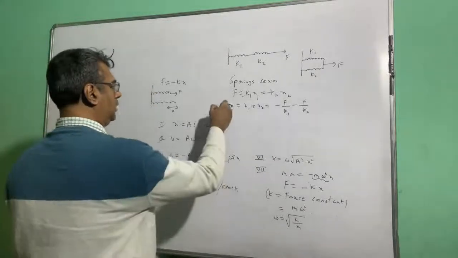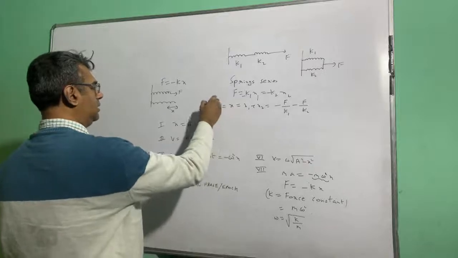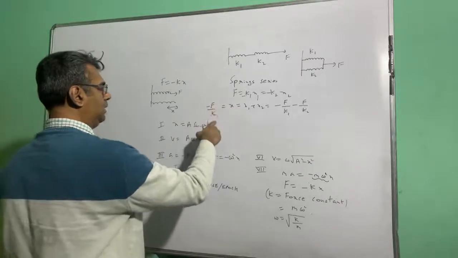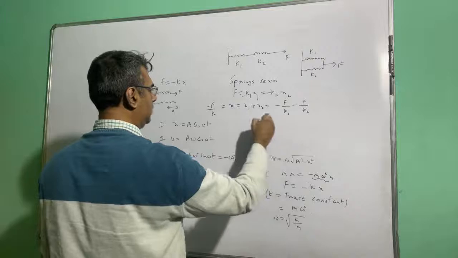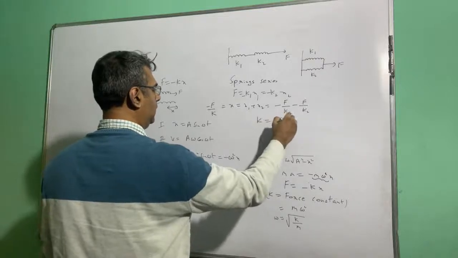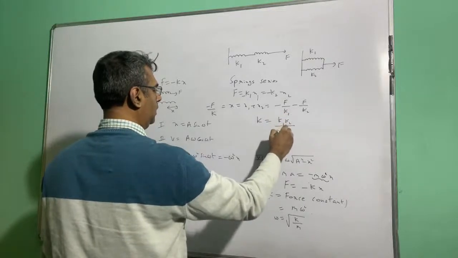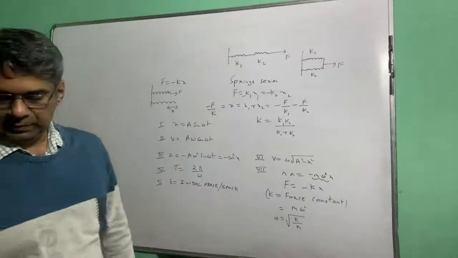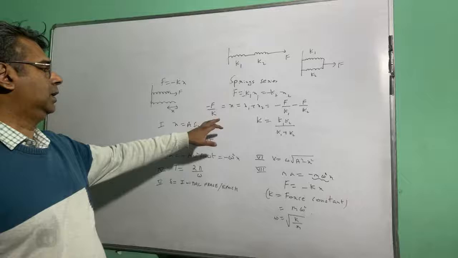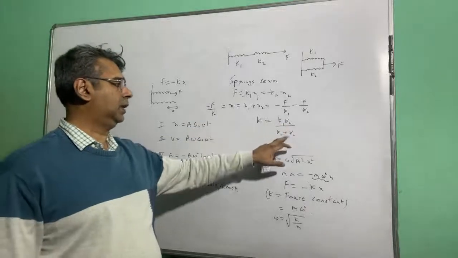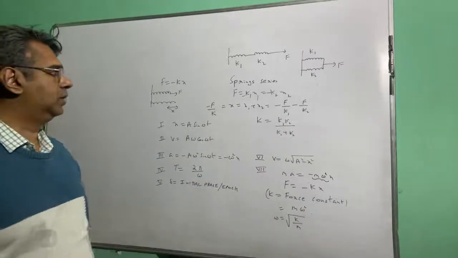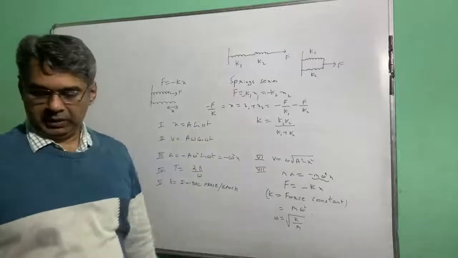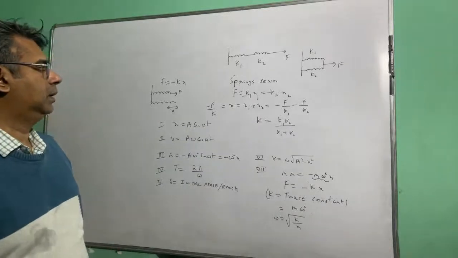So what you can do is x you can write as minus F by K. So minus F by K is minus F by K1 minus F by K2. So finally K is coming to K1 K2 by K1 plus K2. So whenever you have springs in series, the equivalent spring constant is K1 K2 by K1 plus K2. Whenever you have springs in series, this is the equivalent spring constant, right?